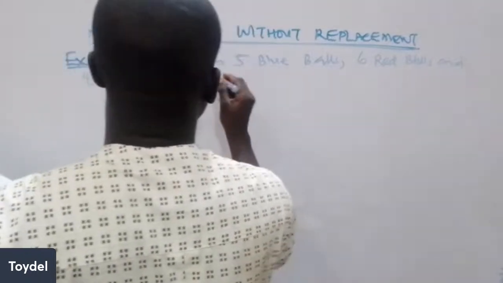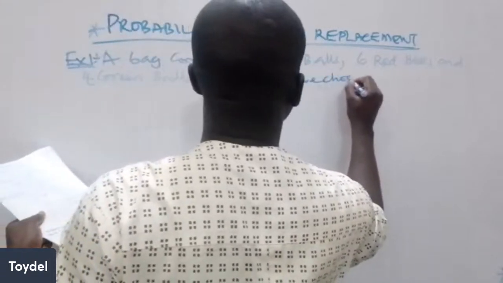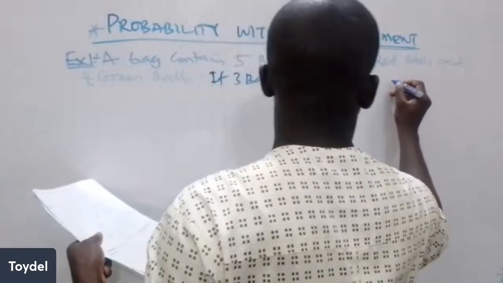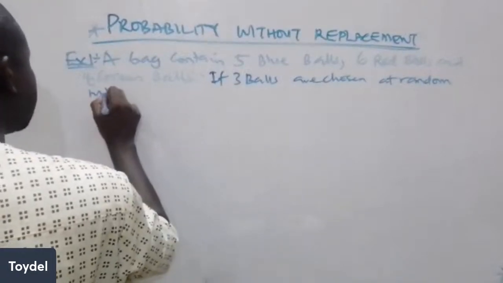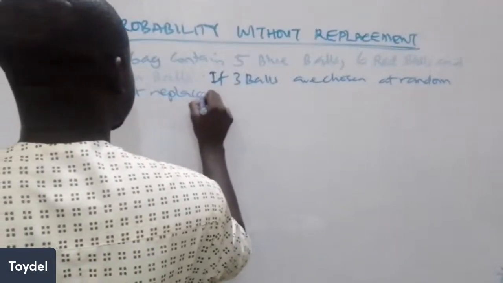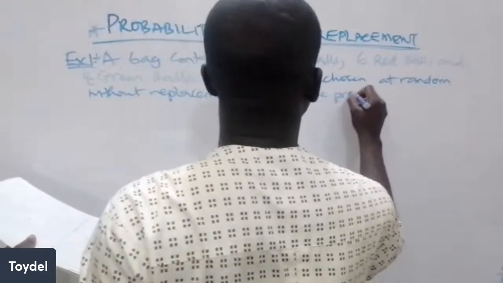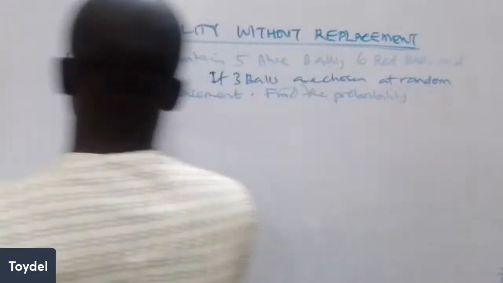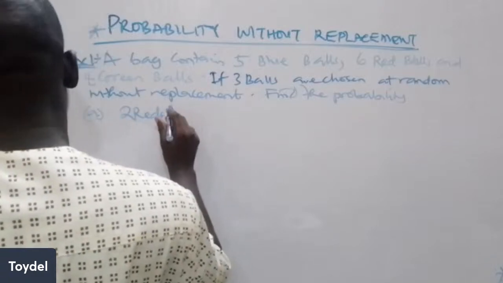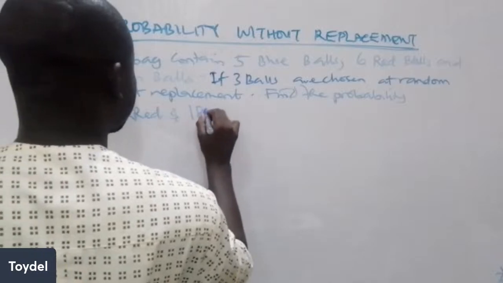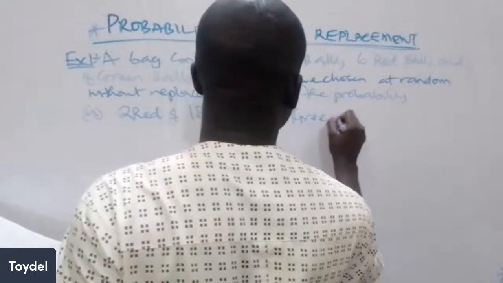So if 3 balls are chosen or taken at random without replacement, someone says find the probability that, first, there are 2 reds and 1 blue ball. Second, that all the 3 balls are green.